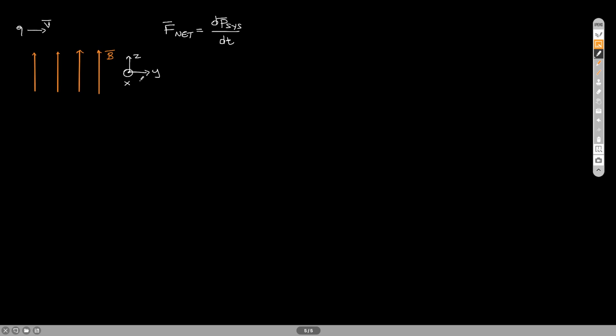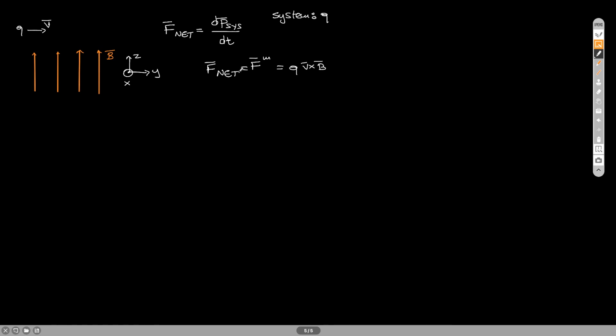Now, anytime that I want to predict the motion, I need to use Newton's second law. This physics principle allows me to predict the motion of my system. Now, when I apply Newton's second law, I need to know what the system is. And in this case, I will choose the system to be just the charge Q. So everything else is part of the surroundings, and this means that the net force acting on my system, in this case there is only one, that will be the magnetic force that the magnetic field exerts on the charge, and this is given by QV cross B.